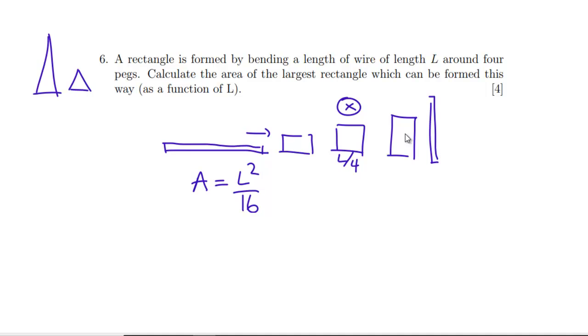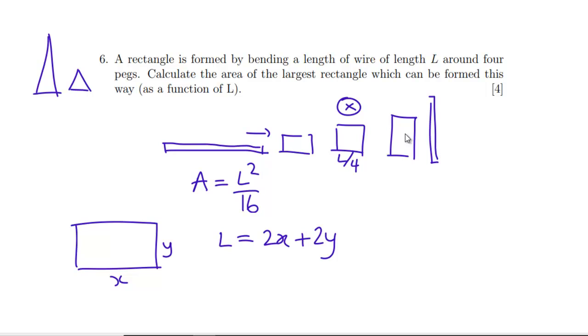So what if we actually wanted to do that by actually working something out? So say we had x versus y as our rectangle. So we'd have 2x plus 2y is our L, our length of wire. A is equal to x times y. So let's get rid of the y, so we can just have A varying with x, because L is a constant, so that's going to be fine. So y is, what is y going to be? Y is, well, L minus 2x over 2.